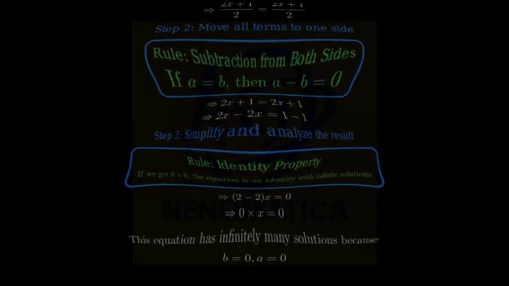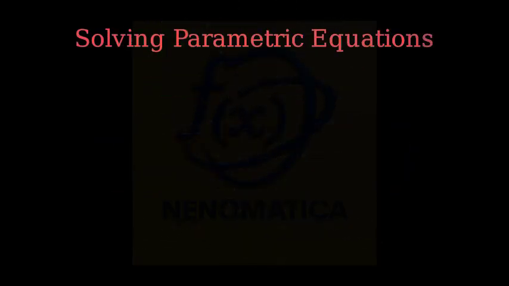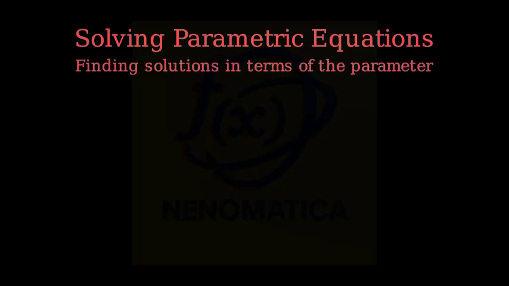Welcome to this educational video on solving parametric equations. Today, we'll work through the parametric equation m squared x minus m equals x plus 1, where m is our parameter, and we need to solve for x. Let's begin with our equation. We have m squared x minus m equals x plus 1.